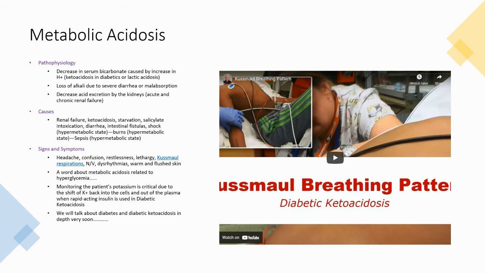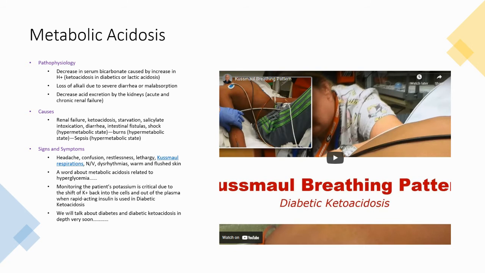Signs and symptoms include headache, confusion, restlessness, lethargy, a particular kind of respiration, which I'll show you in class, that's related to diabetic ketoacidosis, which is a type of metabolic acidosis. There will be nausea and vomiting, dysrhythmias, warm flushed skin. That's another characteristic of metabolic acidosis.